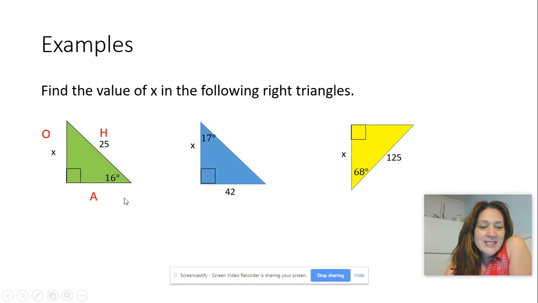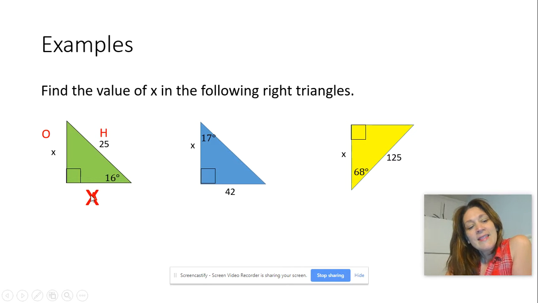You're going to notice that you don't have any information here with the adjacent side. So I'm going to go ahead and cross it out. That leaves me with the opposite side and the hypotenuse. So you're going to say to yourself or write down SOH CAH TOA. Now, O, so that's using the SOH part. Which ratio do you think? Yep, it's the sine ratio. So it's the sine, then use the angle, 16 degrees, is equal to, so it's opposite over hypotenuse.